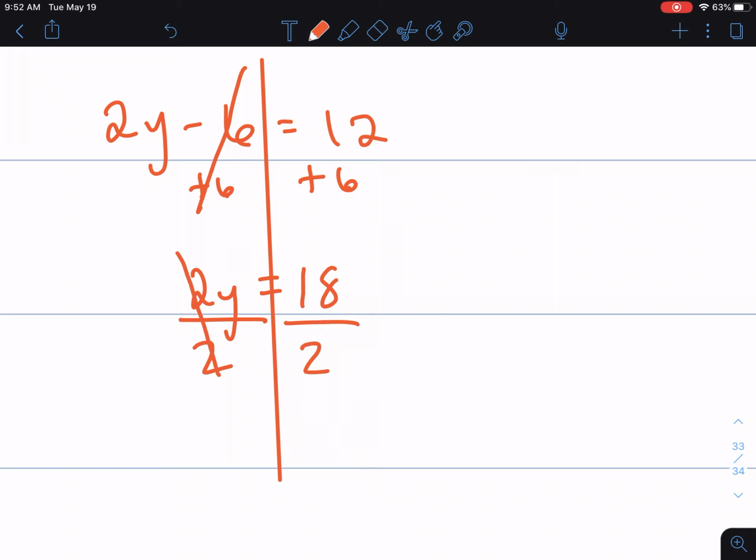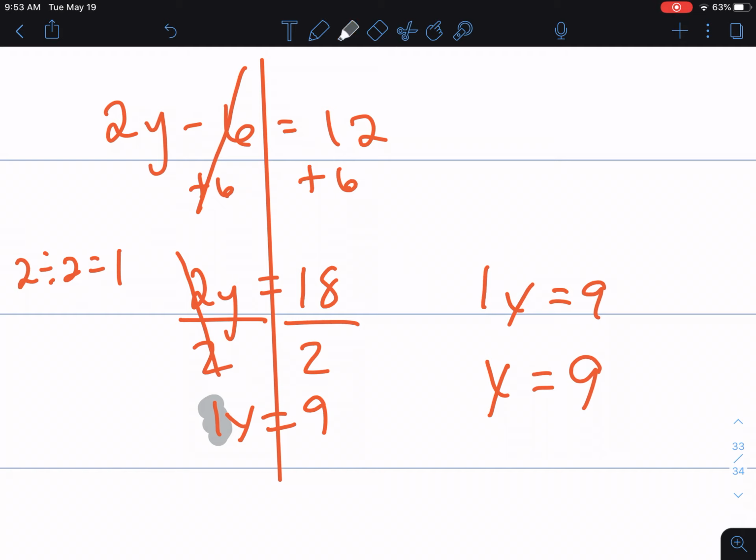2 divided by 2 is 1. So they don't zero out, but if you do 2 divided by 2, you'll end up with 1y equals 18 divided by 2, which is 9. And this 1 right here, I like to call that the invisible one, because 1y equals 9 is the same as y equals 9, because if you have just this y, it's implied that there's a 1 there, because there's just one y. So you don't have to write that down, and I don't want to call it zeroing out, because it doesn't zero out right there. It turns into that invisible one that we don't have to write.